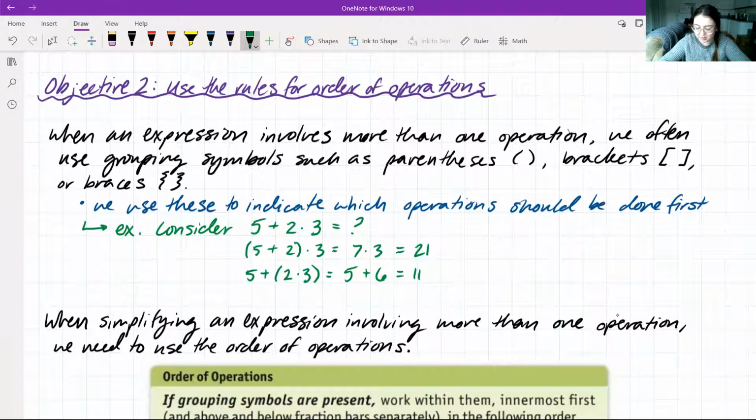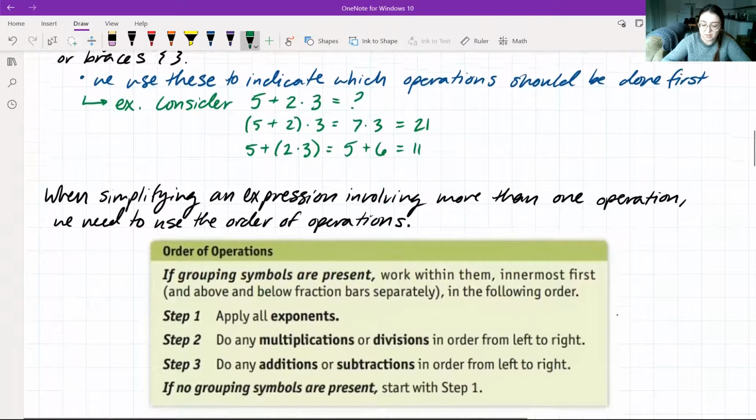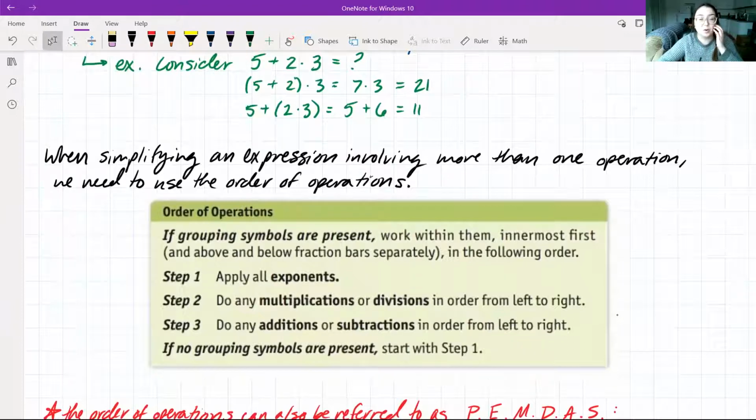So when simplifying an expression involving more than one operation, we need to use order of operations. Our order of operations is telling us that if grouping symbols are present, so these are parentheses, brackets, braces, work within them innermost first and above and below fraction bars separately in the following order. Step 1, we want to apply all exponents. Step 2, we want to do any multiplications or divisions in order from left to right. Step 3, do any additions or subtractions in order from left to right. If no grouping symbols are present, we just begin with step 1.